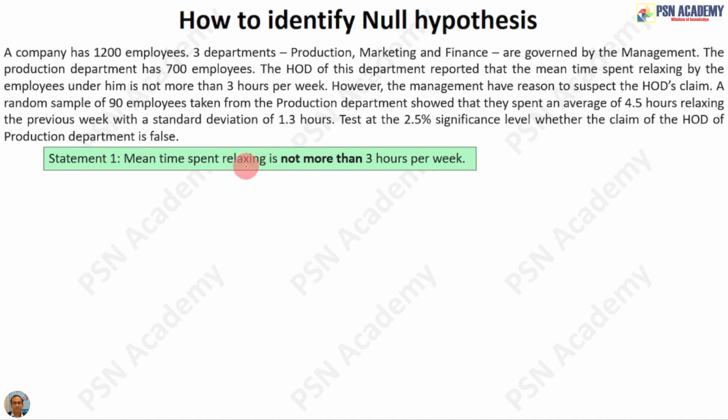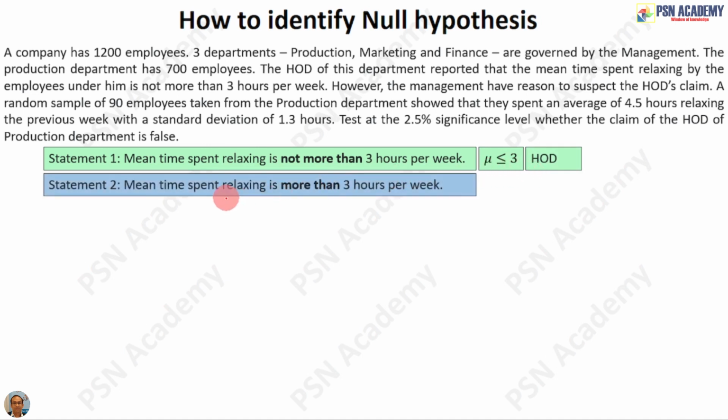So we see a statement 1 that the mean time spent relaxing is not more than 3 hours per week, that is mu less than or equal to 3, and this was done by the HOD. The statement 2 says that the mean time spent relaxing is more than 3 hours per week.